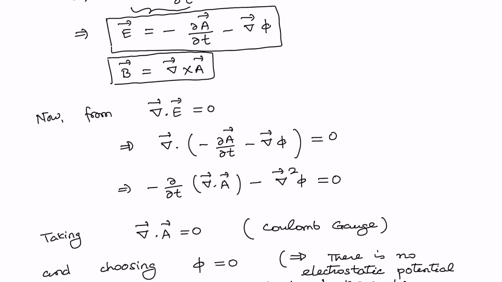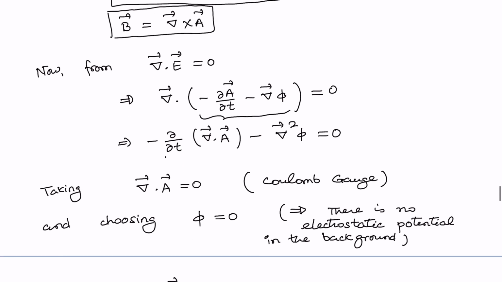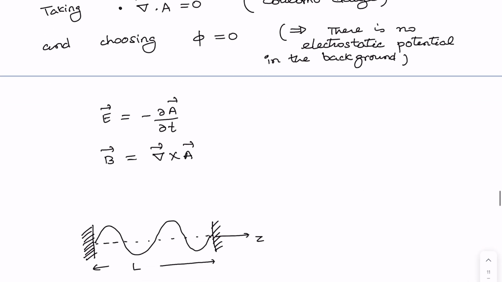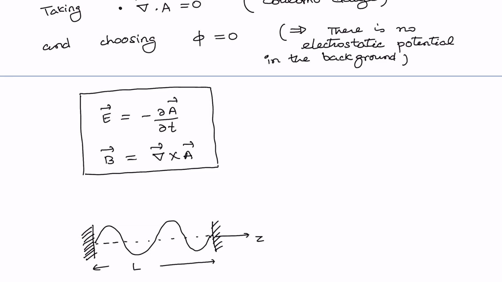Now from divergence of E equal to 0, if I put in the expression for the electric field, I get this equation. If I now take divergence of A equal to 0, which is known as the Coulomb gauge, and also choose phi equal to 0, that means the scalar potential, which is basically the electrostatic potential, is 0, which means there is no electrostatic potential in the background, then I can simply write the electric field in terms of the vector potential, and the magnetic field is anyway curl of A.